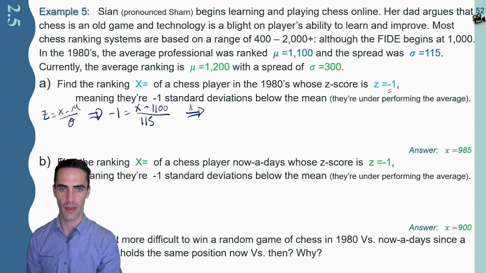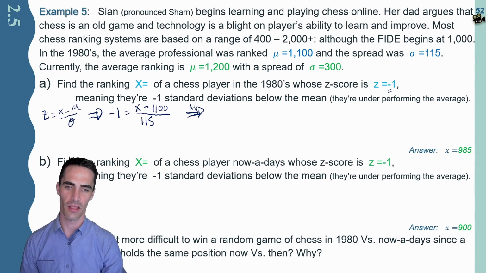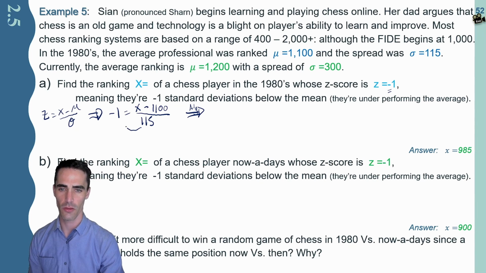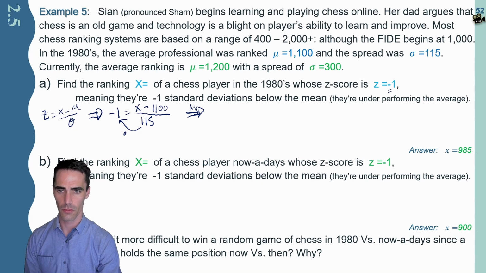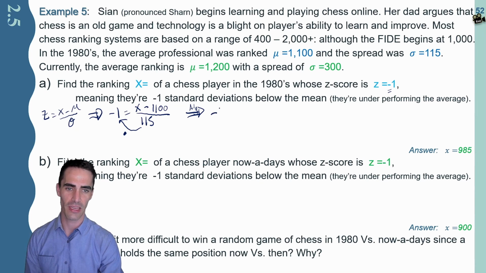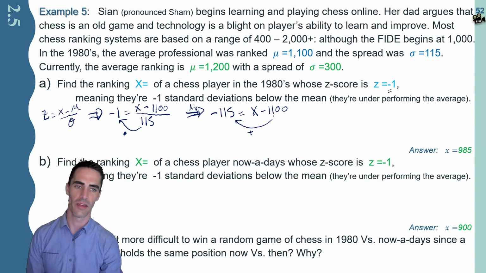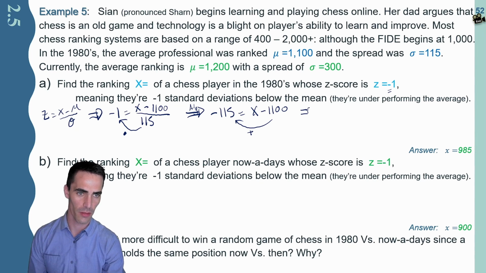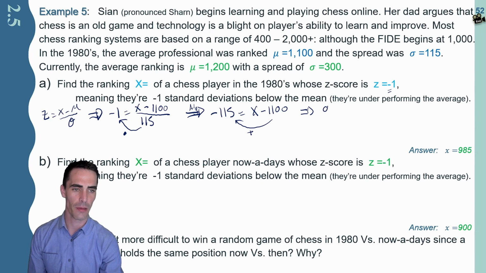All right, time to do a little bit of algebra, a little bit of math. We can do it. I have -1 is equal to x minus 1100 divided by 115. Let me multiply this little guy over here. If I multiply it over, nice one to multiply, I should get -115 is equal to x minus 1100 still. Last step though, let me add that 1100 over, and I should be left with, if you have minus 115 and you add 1100 to it, you should end up with 985 is equal to x.